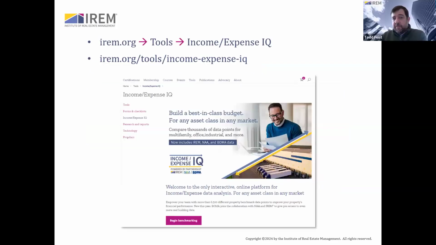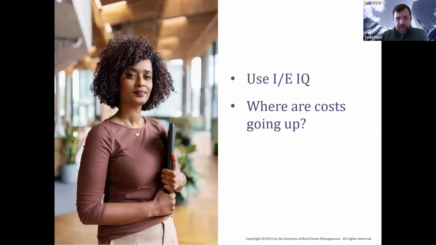Great. And anybody that is ready to do that, you can reach the Income and Expense IQ platform by going to IRM.org, navigating to tools in that horizontal menu at the top, and then selecting Income and Expense IQ, and you'll find the buttons on this page to do that. And then you can also enter that URL right there on the screen. So we welcome your submissions.